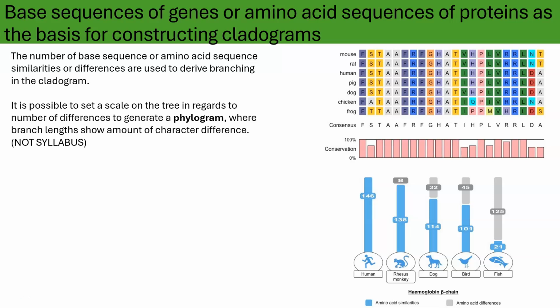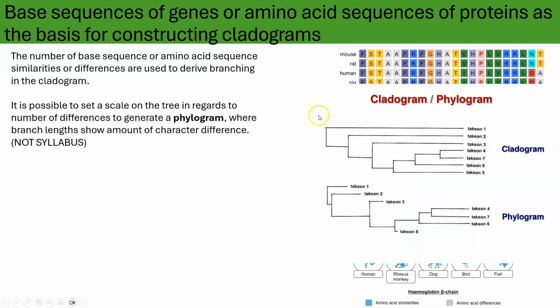However, this is not the syllabus, but I'll bring it up anyway. It is possible to set a scale on any evolutionary tree to generate what is called a phylogram. The length of branches shows the amount of character difference, and that's not the syllabus. Here we have a cladogram and phylogram of the same data. The cladogram only shows the relative order of branching events. But in a phylogram, the length of the branches corresponds to the amount of difference between species. So here we can see that 4, 7, and 6 are closer to each other than to 5, but also that the distance to 5 is shorter than it is to 3, and to 2 compared to 1.